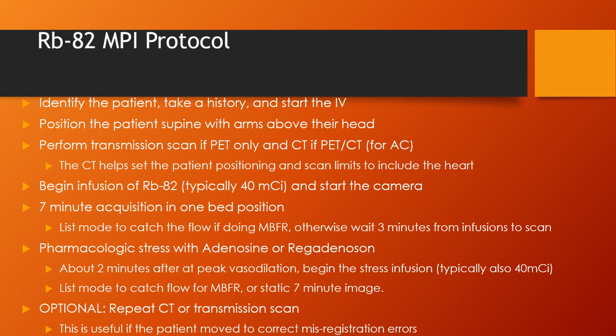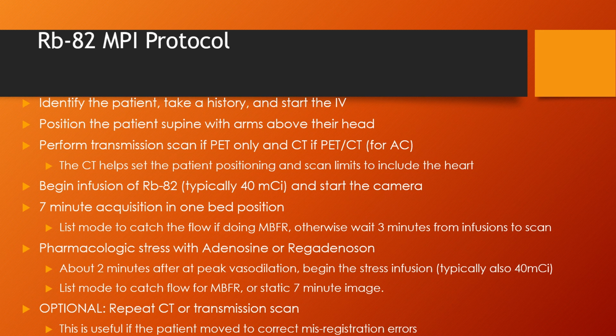There's a 7-minute acquisition in one bed position. If you are using some newer cameras that are a little more sensitive, you may be able to cut that down to 5 or 6 minutes. But a 7-minute acquisition gets you adequate perfusion counts. List mode can be done to catch the flow if you're doing myocardial blood flow reserve. Otherwise, you wait about 3 minutes from the infusion to scan the patient. At that point, you want to check the images before you proceed to the stress part.